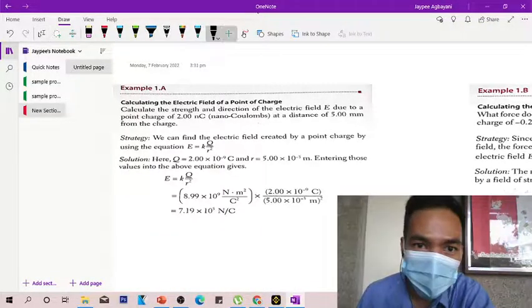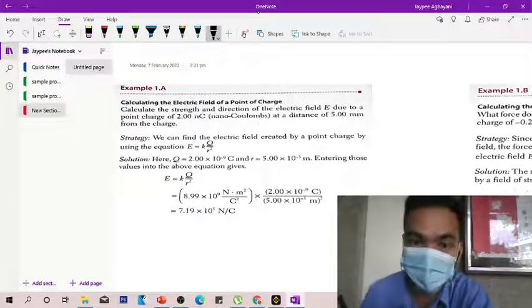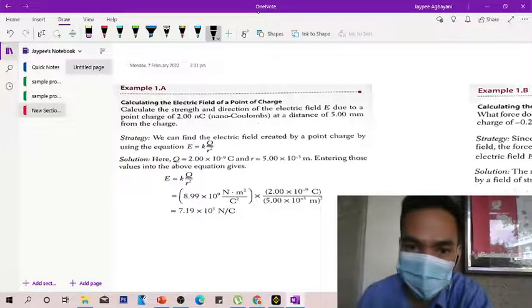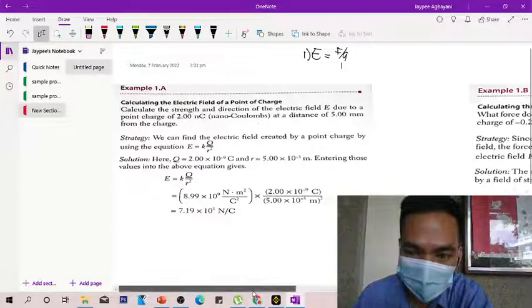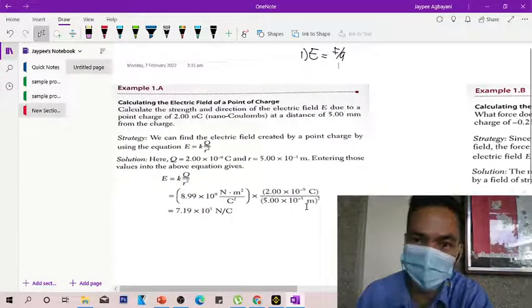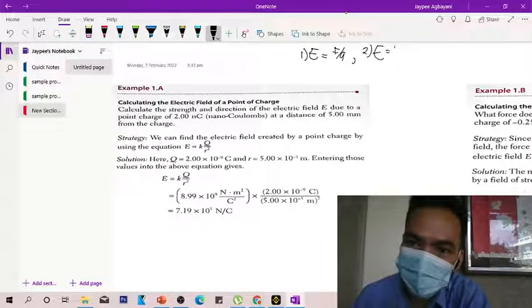Now, keep in mind that when we are dealing with your electric field of a point charge, meron tayong dalawang formulas for that. Okay, the first formula is your E is equal to F over Q. Yan yung ating first formula for the electric field. Okay, the second formula is E is equal to K, and then we have your point charge over R square.